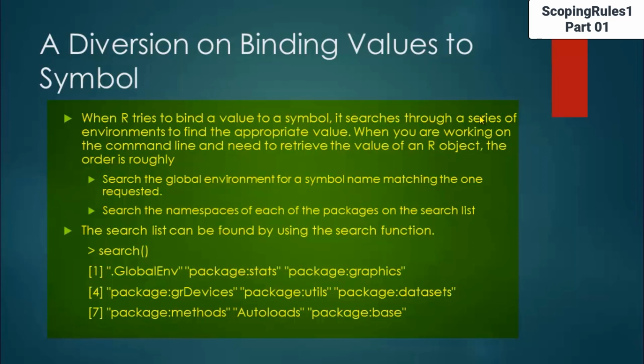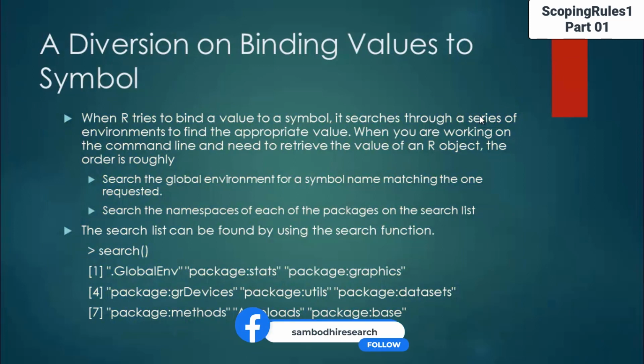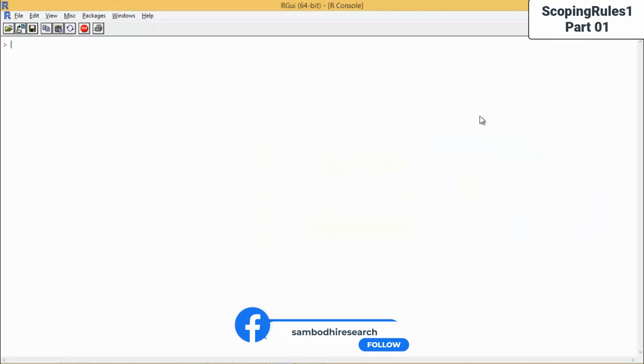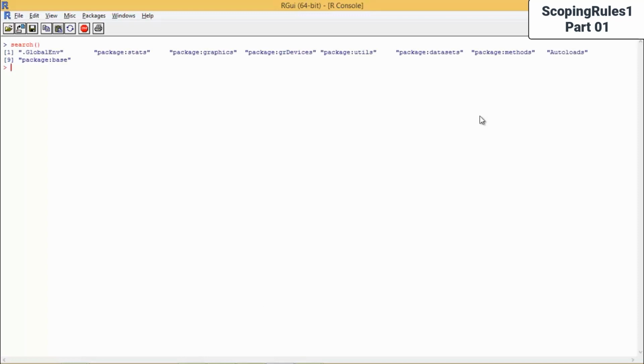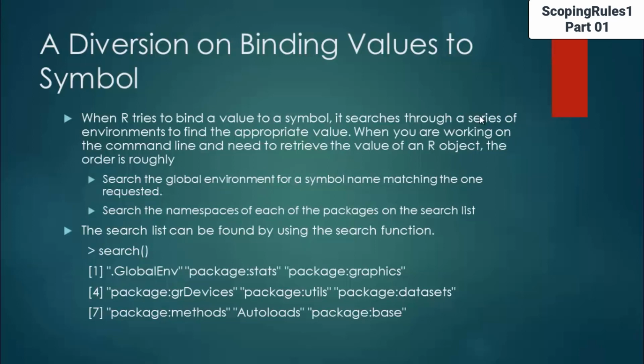Next, it searches the namespaces of each of the packages on the search list. Namespaces are just lists of all the variables or functions used in a particular package. You can use the search function to get the search list. I'll show it in the R module. If you use search, it will give you the packages available: global env, package stats, package graphics, package grDevices, package utils, package datasets, package methods, Autoloads, and package base. These are the packages available in the search list.